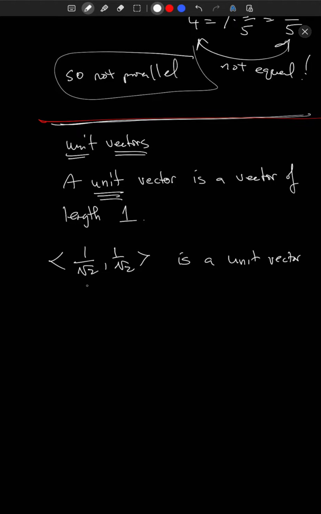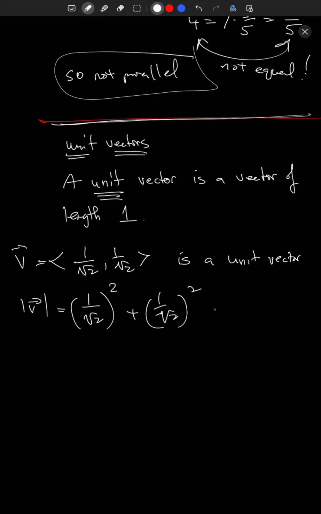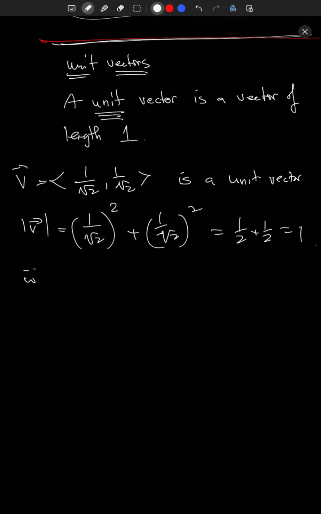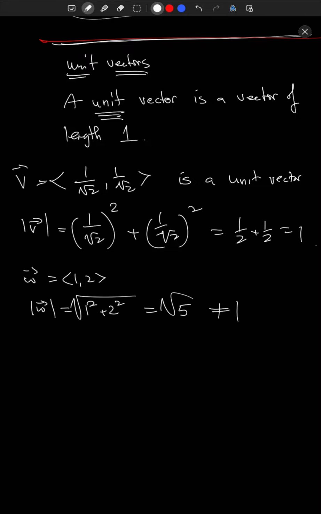All right. Why? Well, because its length, let me call this v, right? Because the length of v is the square root of 1 over root 2 squared plus 1 over root 2 squared, which is 1/2 plus 1/2, which is 1. Okay. On the other hand, w equals 1 comma 2 is not a unit vector, because the length of w is the square root of 1 squared plus 2 squared, which is root 5, right? Not equal to 1. So not unit.